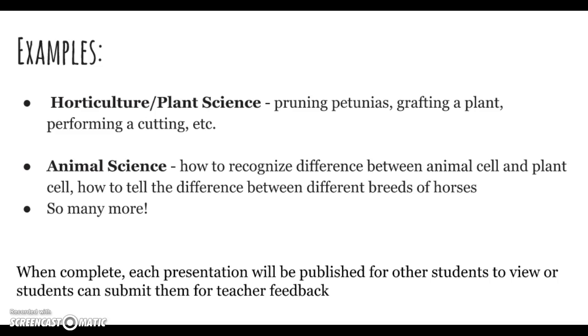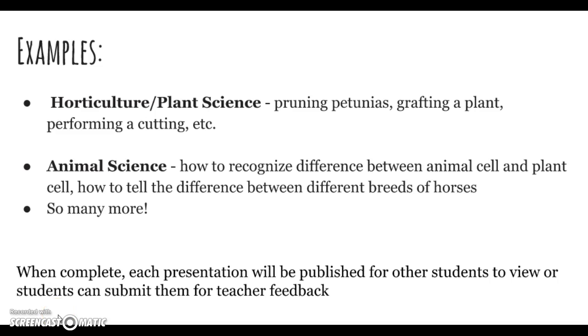A couple of examples where Jing can be utilized in the agricultural classroom would be horticulture or plant science. For example, in the horticulture classroom, students can quickly create an instructional video on how to prune petunias, for example. And they can put together this how-to video from home and email it to their teachers for feedback.